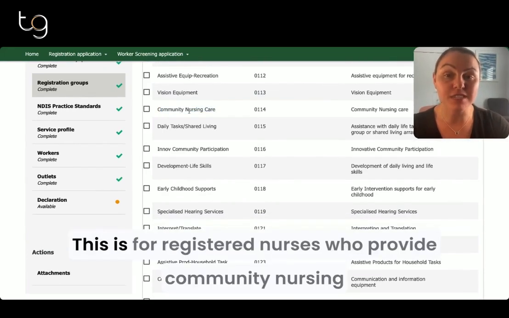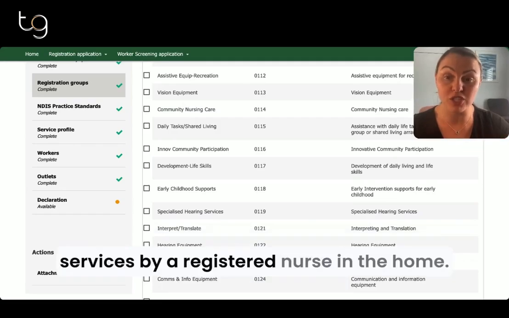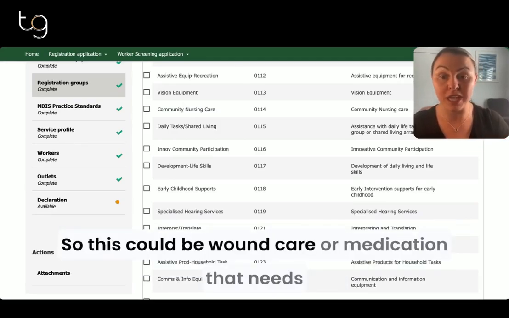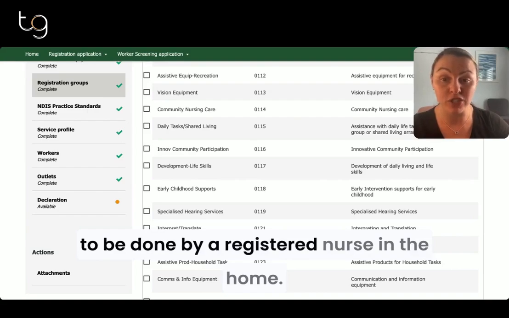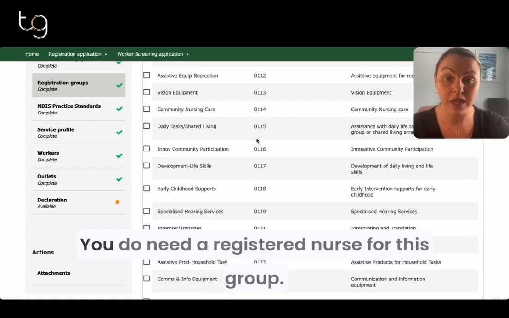Community nursing. This is for registered nurses who provide community nursing services in the home. So this could be wound care or medication that needs to be done by a registered nurse in the home. You do need a registered nurse for this group.